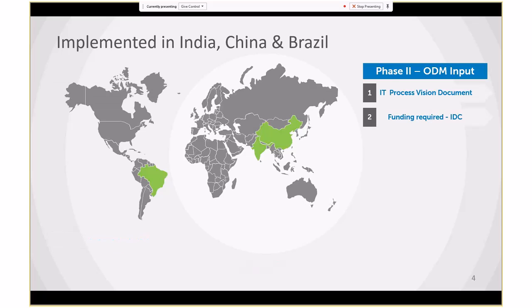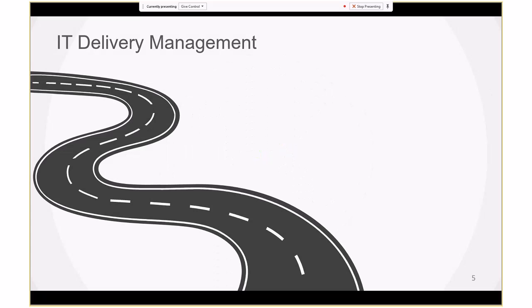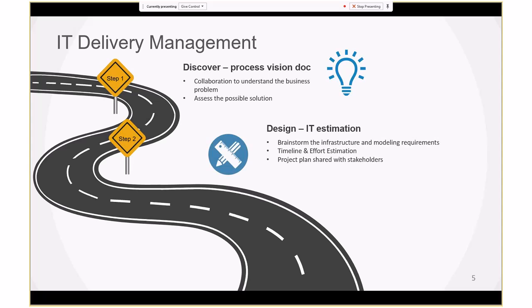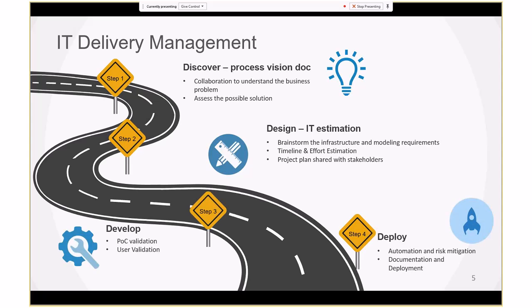For phase 2, just to give an overview, this will involve creating a process vision document, which we will have to submit to the IET. And secondly, the funding requested by IDC will have to be gone through discussions. And here is the IT delivery roadmap for phase 2, which will involve discover, design, development, and deployment.